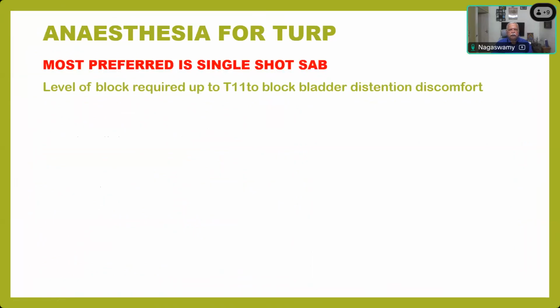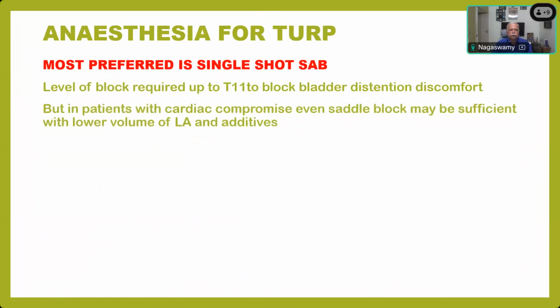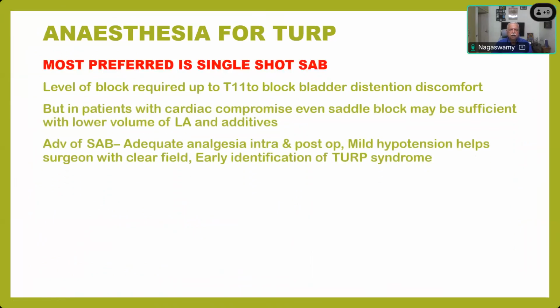The most preferred technique is single shot, and the level required is up to T11. Even though the nerve supply to the prostate is mainly from the lower lumbar and sacral segments, bladder distension will cause discomfort. So that is the reason why you require a block up to T11. That is another common catch question they will have.